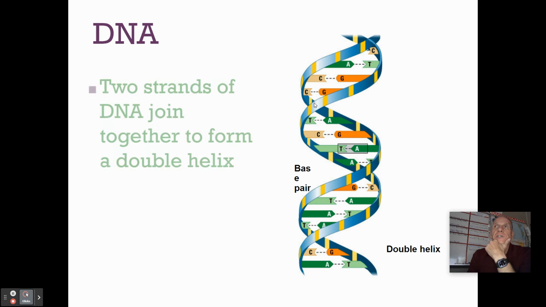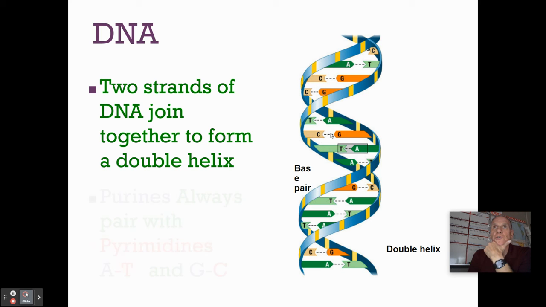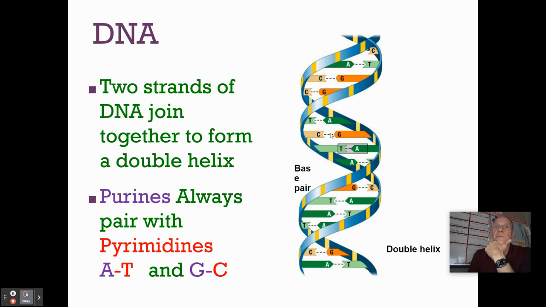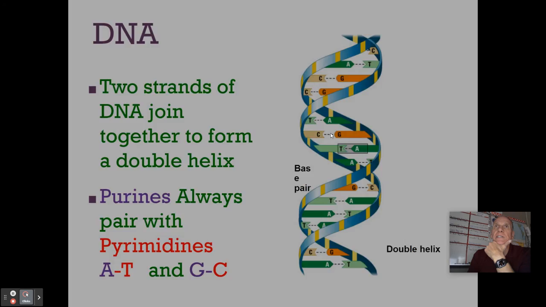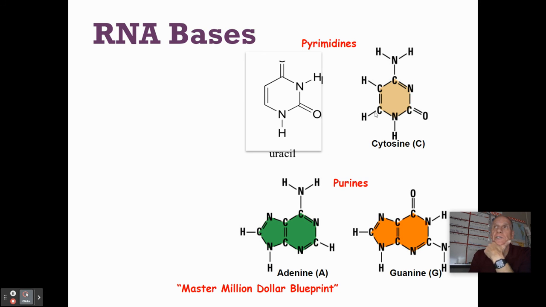DNA, of course, is the double helix. It is 2 strands of DNA joined together to form a double helix. I do want you to know these are hydrogen bonds holding those strands together. Purines always pair with pyrimidines, A to T, G to C. RNA bases are going to be adenine, guanine, cytosine, and uracil. And so uracil replaces thymine. So if you ever see a question, RNA only has uracil, DNA only has thymine.